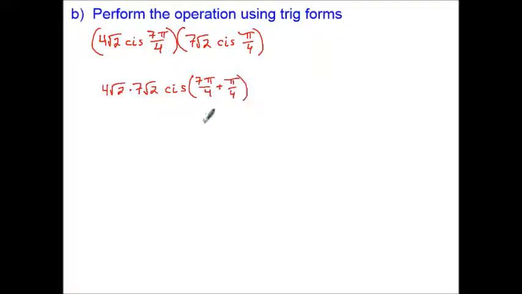Then just cleaning up the mess that we have here. The 4 times the 7 makes a 28. The two root 2's go together to make a regular 2, so really 28 times 2 is 56.